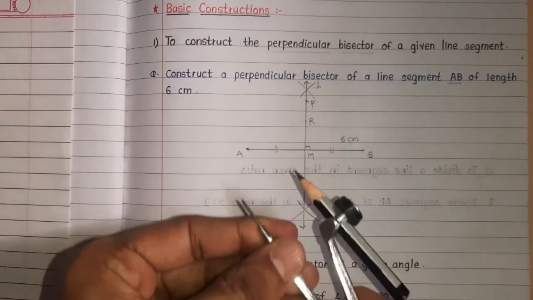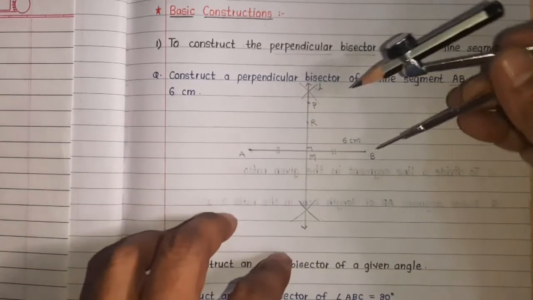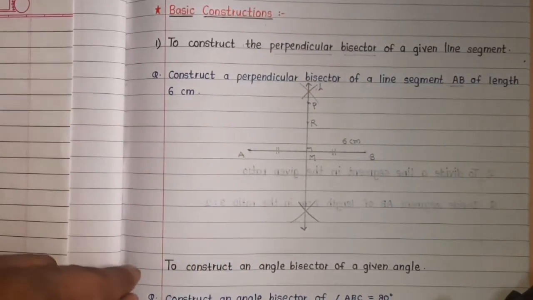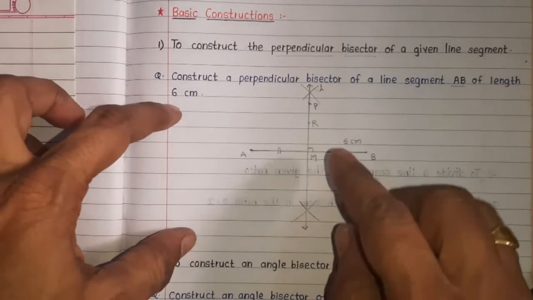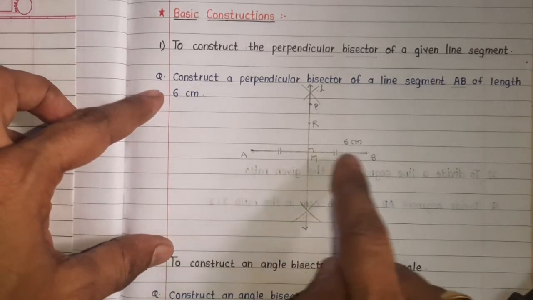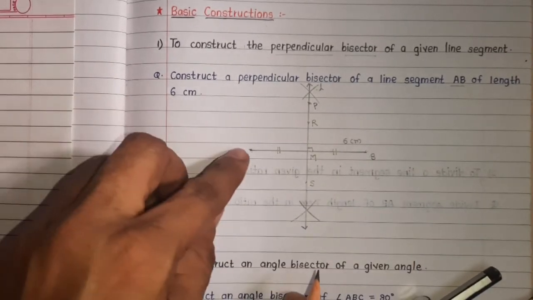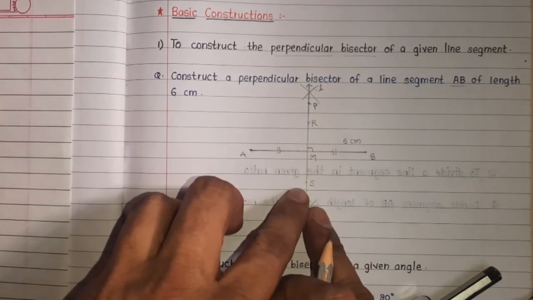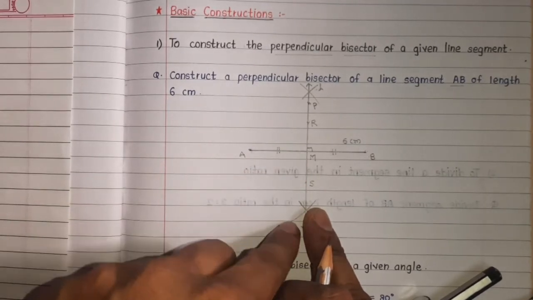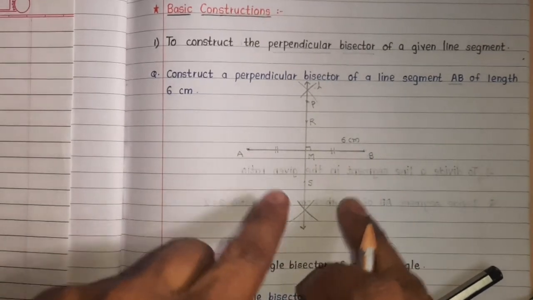We can check like this. We can take the distance AR, and see RB. Both will be the same distance. This is the most important property that we have to use: every point on a perpendicular bisector is equidistant from the end points of that segment. Suppose we take point S here. Can anyone tell me whether distance AS and distance BS will be the same? Yes, dear student, it will be the same distance. That means any point on a perpendicular bisector of a segment is equidistant from the end points of that segment.